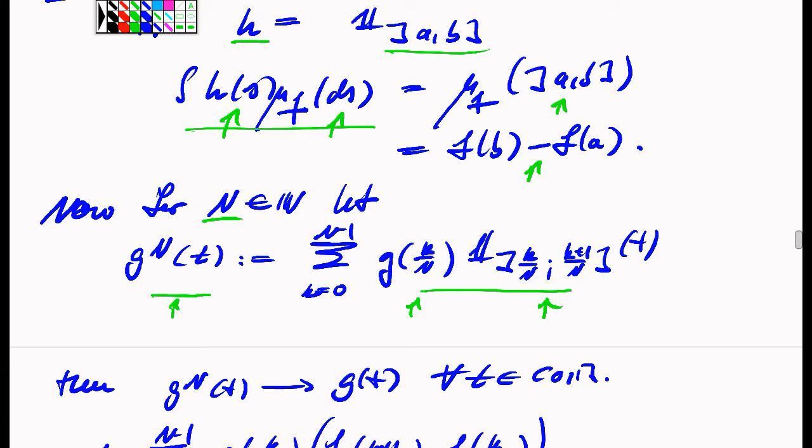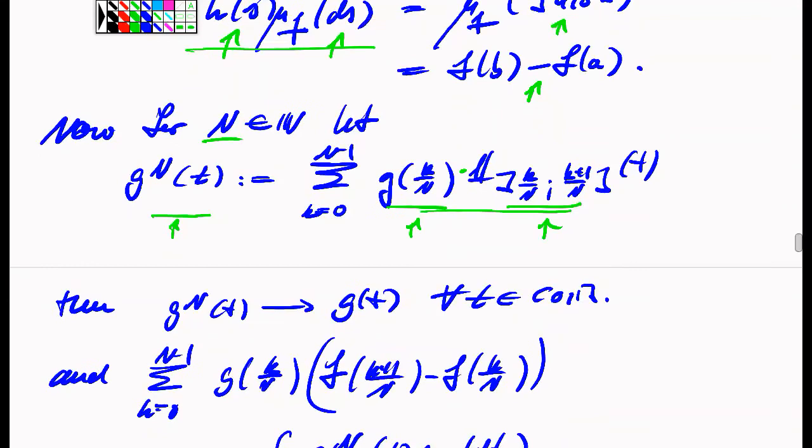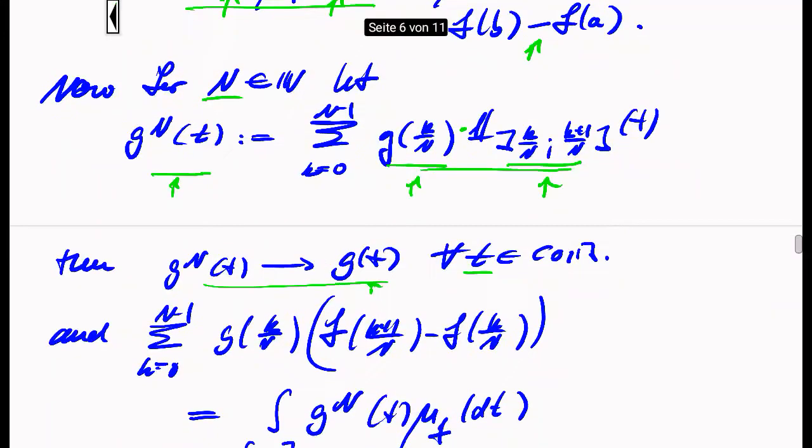So this indicator function for an individual interval, let me say it again, is multiplied with the value of the g function on the left boundary point of that interval. Then by the continuity of the g function, we know that for all fixed t, this gn sequence converges to g. So in a way, we discretize the g function with respect to the levels, and we just replace the g function by a piecewise constant function, where on each of these subintervals we pick the value of g on the left boundary point.